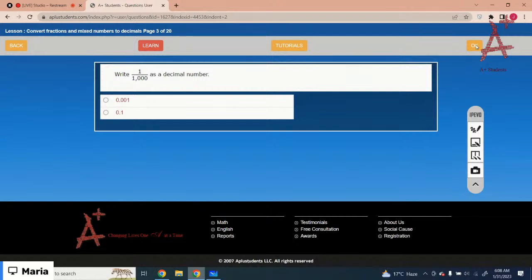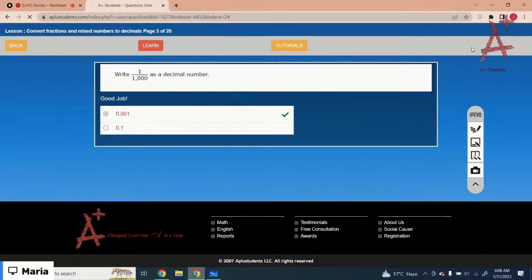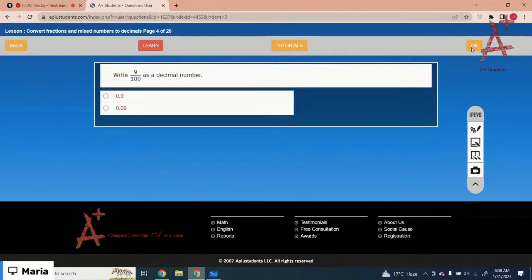Okay, 1 divided by 1000. So which is the correct option? That means 1000 has three zeros, so the answer must have three decimal places. Got it? So which is the correct option? Yes, very good. It would be 0.001. The answer must have three decimal places. Not 0.1. It is 0.001. It must have three decimal places.